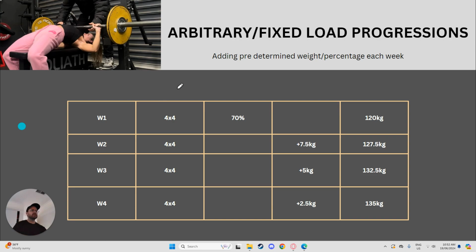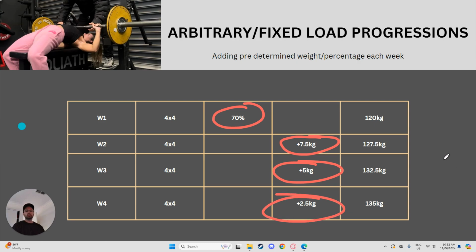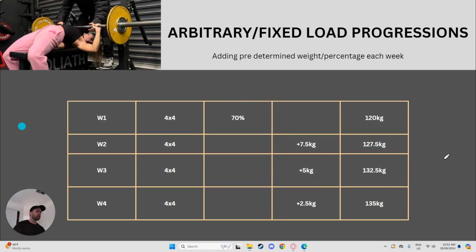4x4s starts off at 70%, and then all we do is we add a predetermined amount of weight each week. Now, for this example here, I've just decreased the weight jumps week to week because we would assume that adaptation would slow as the program goes along. Very simple. Now, we might do this with 2 kilo jumps, 5 kilo jumps, 10 kilo jumps. We might do it with 2%, 3%, 4%. It doesn't matter what it is. All it is, we've pre-written down the jumps we want to take week to week. Arbitrary or fixed load progressions. Okay, let's talk about the pros and cons, and then we'll use another example.